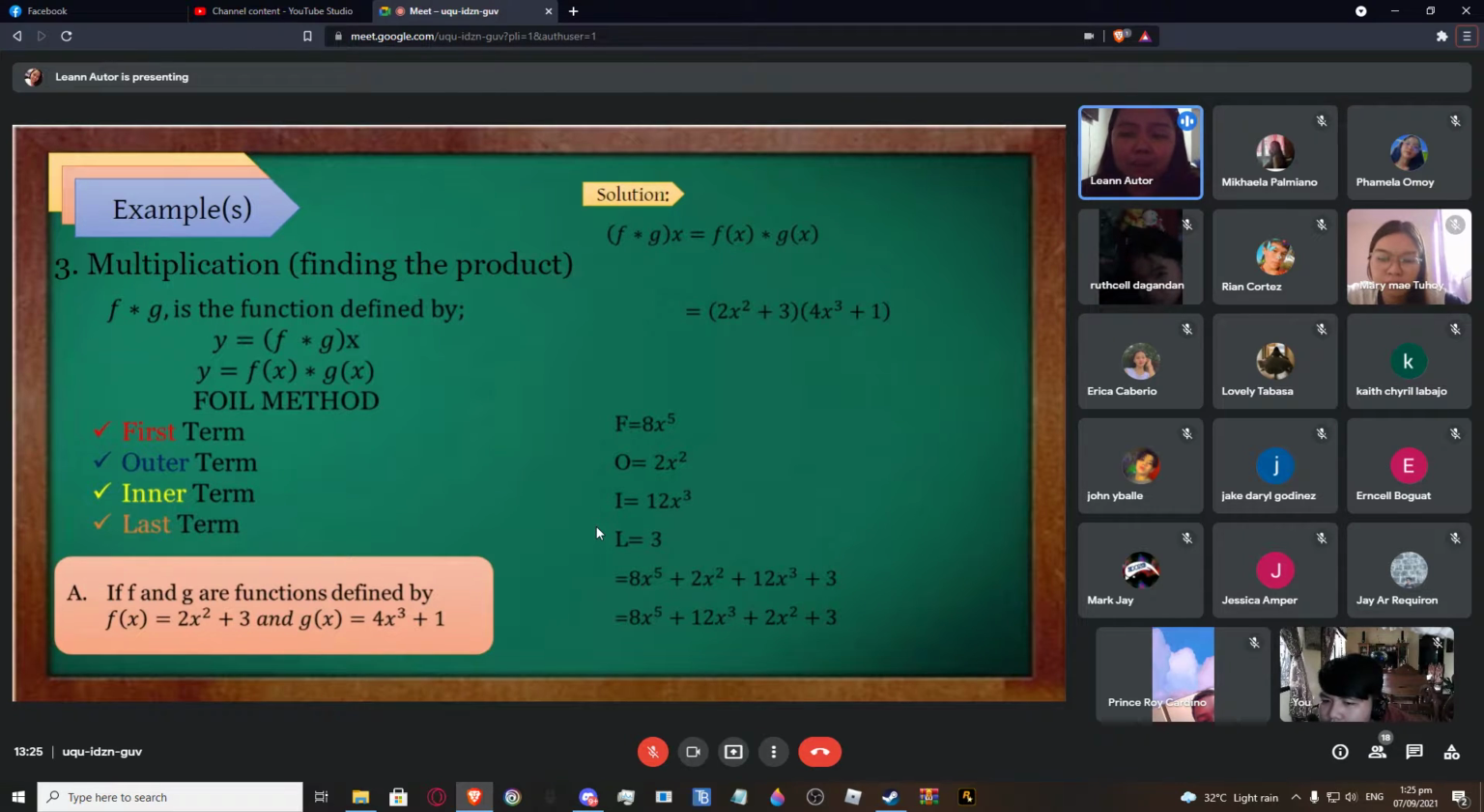Alright. And then ang inner term, 3 times 4x cubed, which results to 12x cubed. And of course, the last term is 3 times 1. So, atong gamitan og FOIL method. And then, all we need to do is atong isulat. Ang atong result, kini siya: 8x to the power of 5 plus 2x squared plus 12x cubed plus 3.